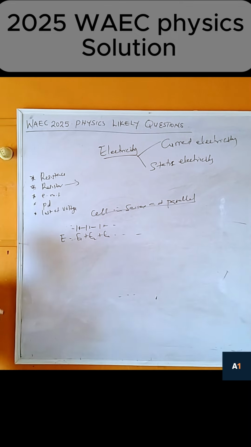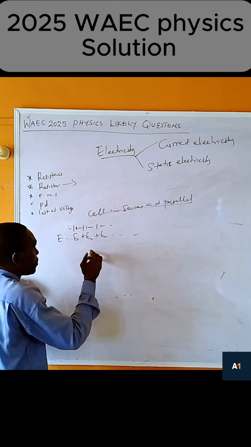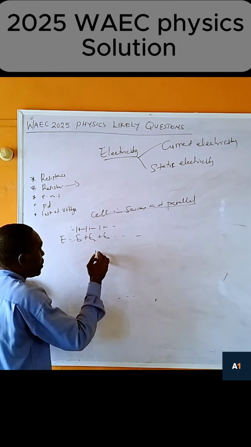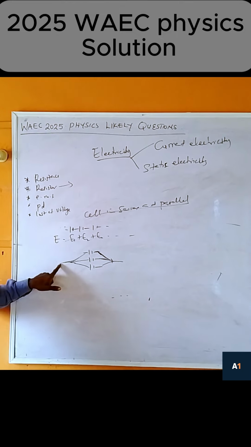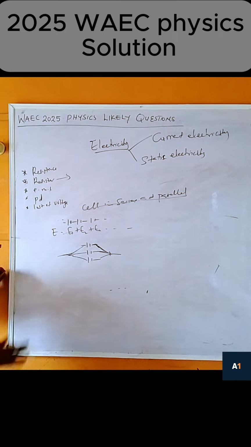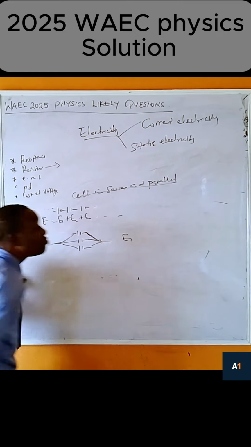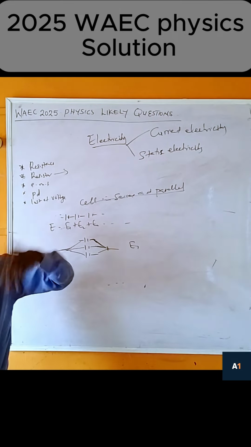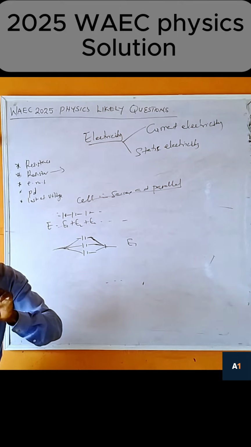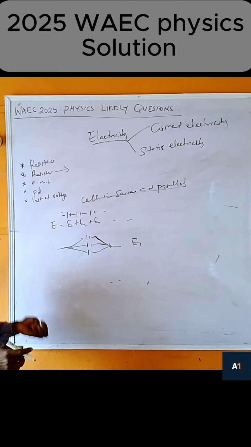Your addition. But if the cells are in parallel, it is this. Now if you look at this one very well, what I will tell you is this: we have only one cell. If this one is 5, the EMF we read is just 5 volts, but this one is an addition of volts. Now let me tell you the definition.